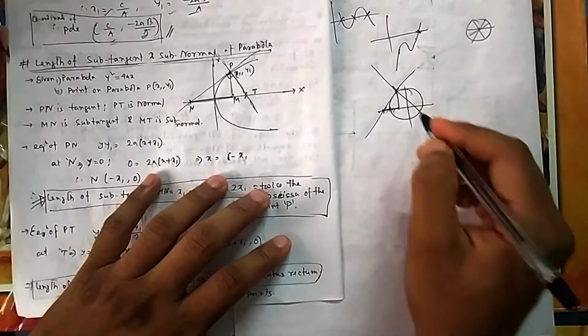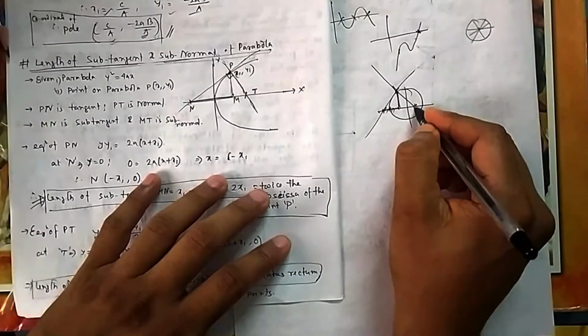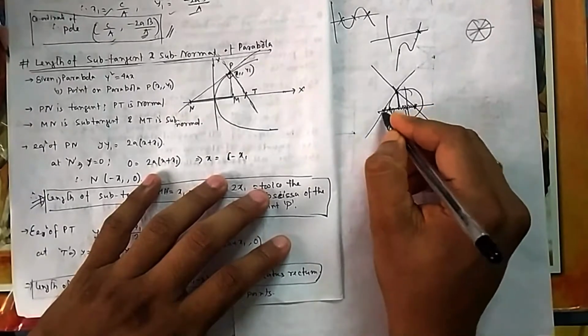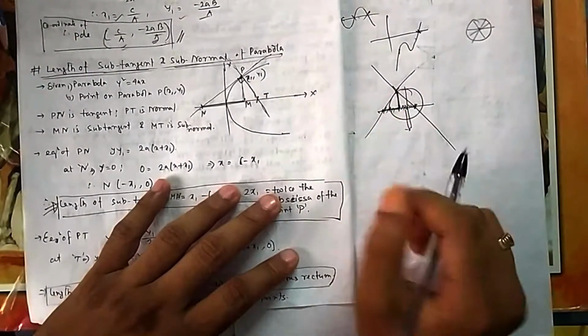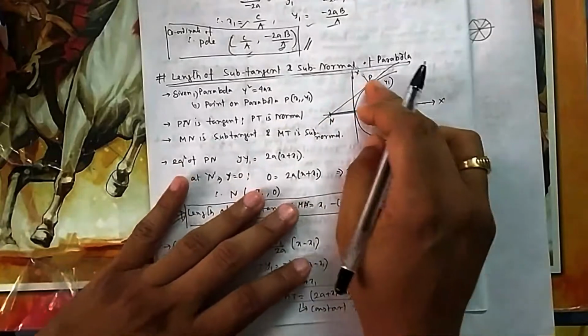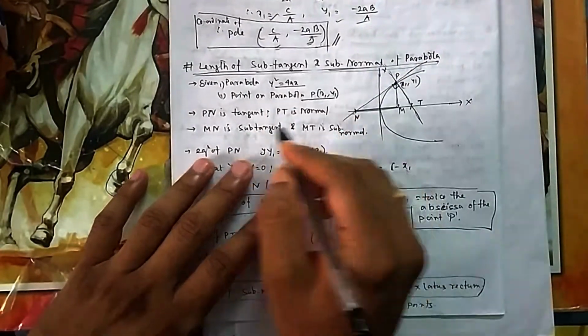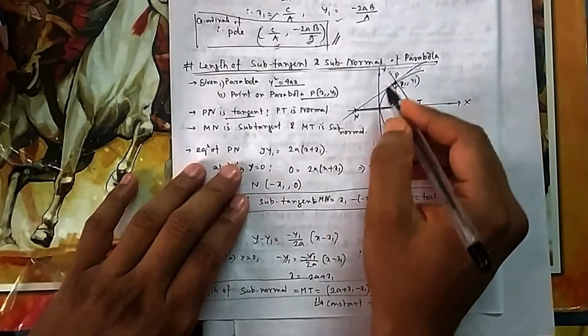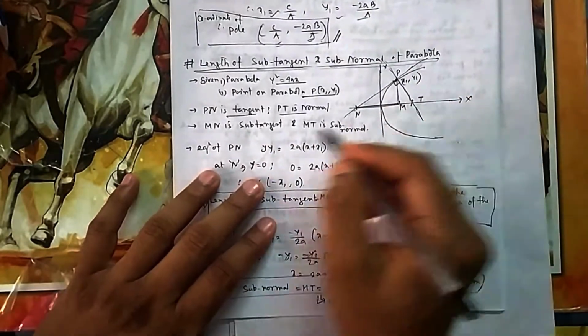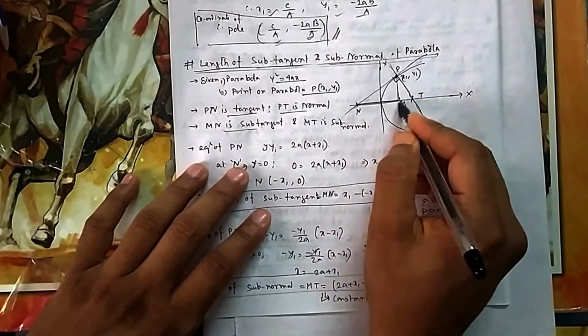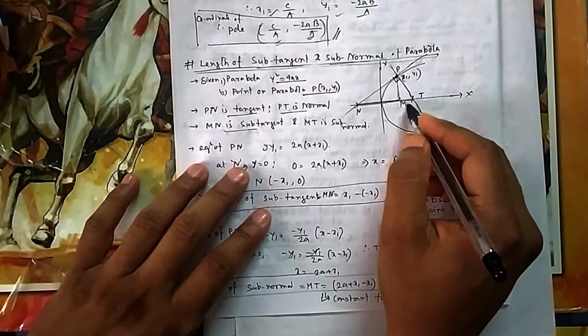Suppose this is the normal. So from here to where the normal meets the x-axis, this is the subnormal, and this is the subtangent. This length is known as the subtangent, and this length is known as the subnormal. Here this tangent is meeting here, so PN is the tangent and PT is the normal, and this MN becomes the subtangent and this MT becomes the subnormal.